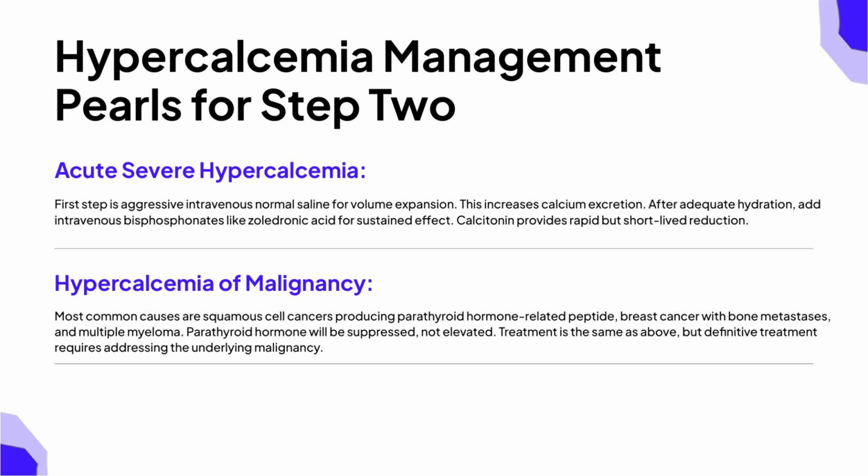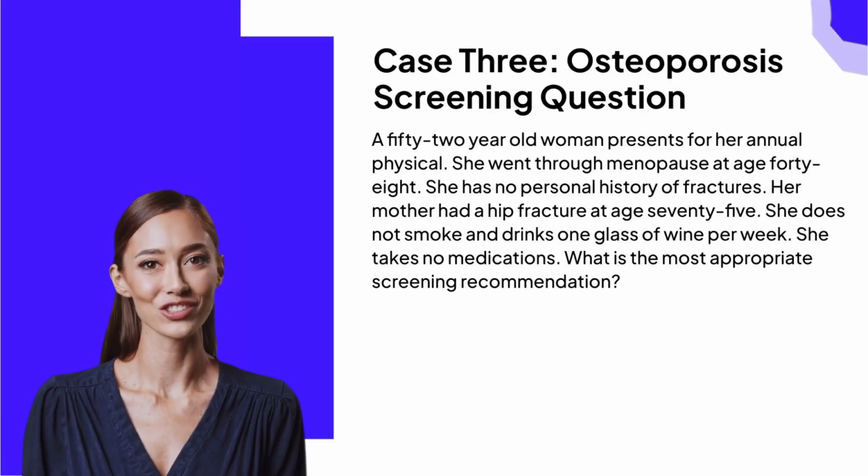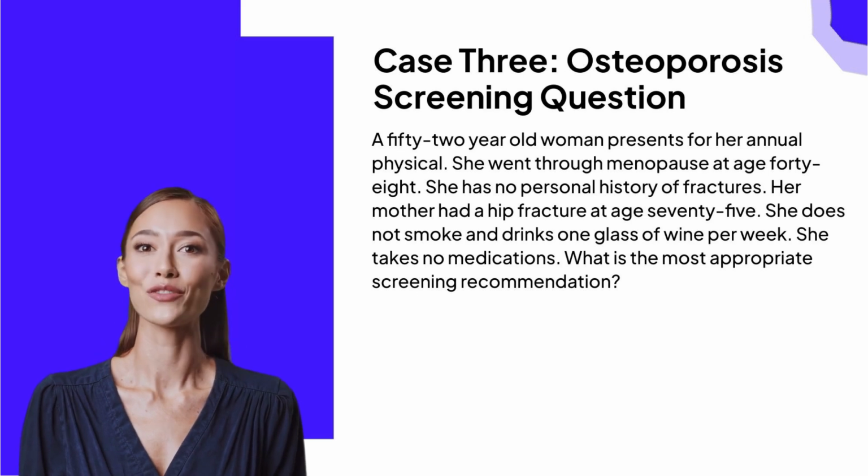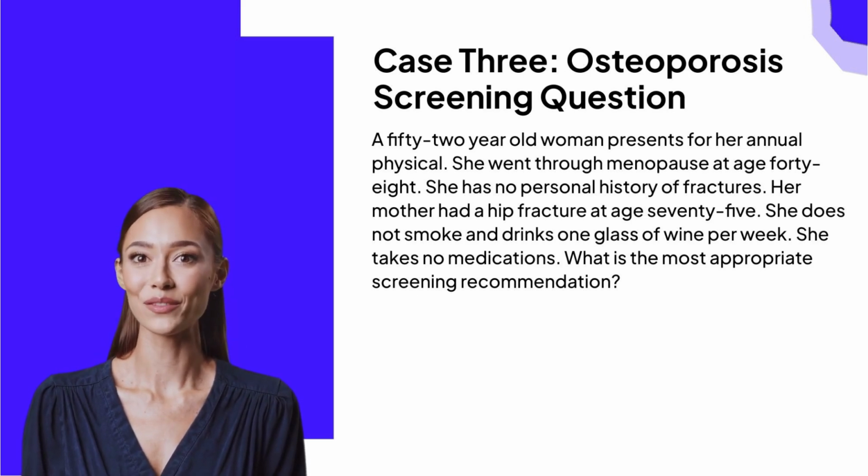For hypercalcemia of malignancy, remember that parathyroid hormone will be suppressed. The most common mechanism is parathyroid hormone-related peptide secretion by squamous cell carcinomas. Breast cancer and multiple myeloma cause hypercalcemia through different mechanisms involving bone destruction. The board exam loves to test whether you know to hydrate first before giving bisphosphonates, and to distinguish parathyroid hormone-mediated from non-parathyroid hormone-mediated hypercalcemia. This question tests your knowledge of osteoporosis screening guidelines, which is heavily tested on the boards.